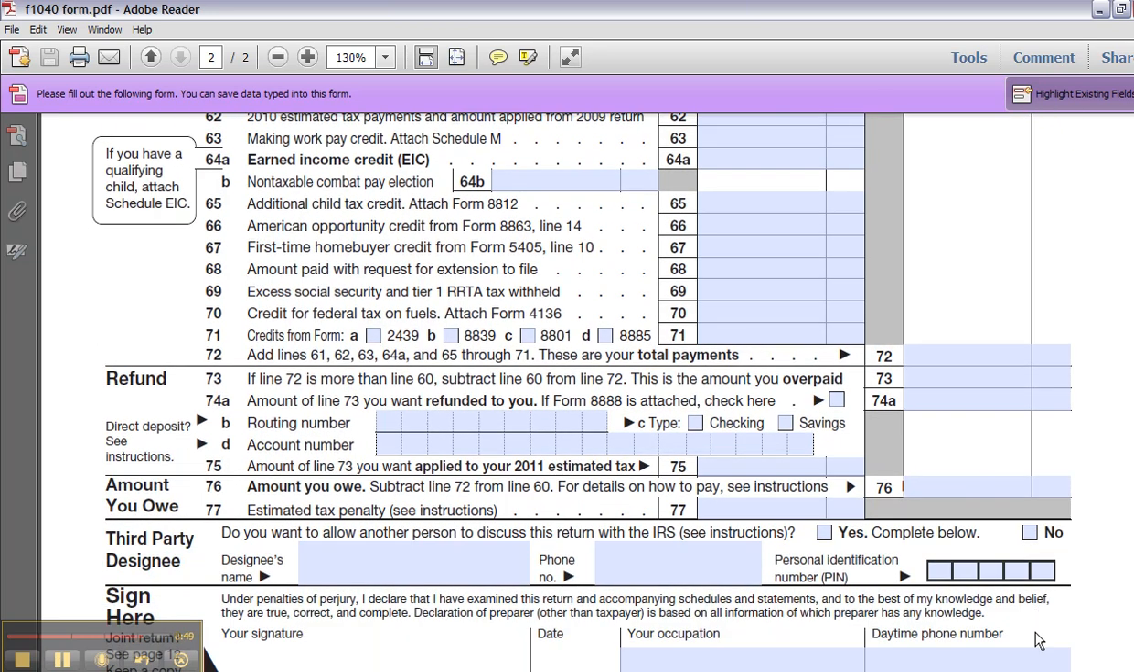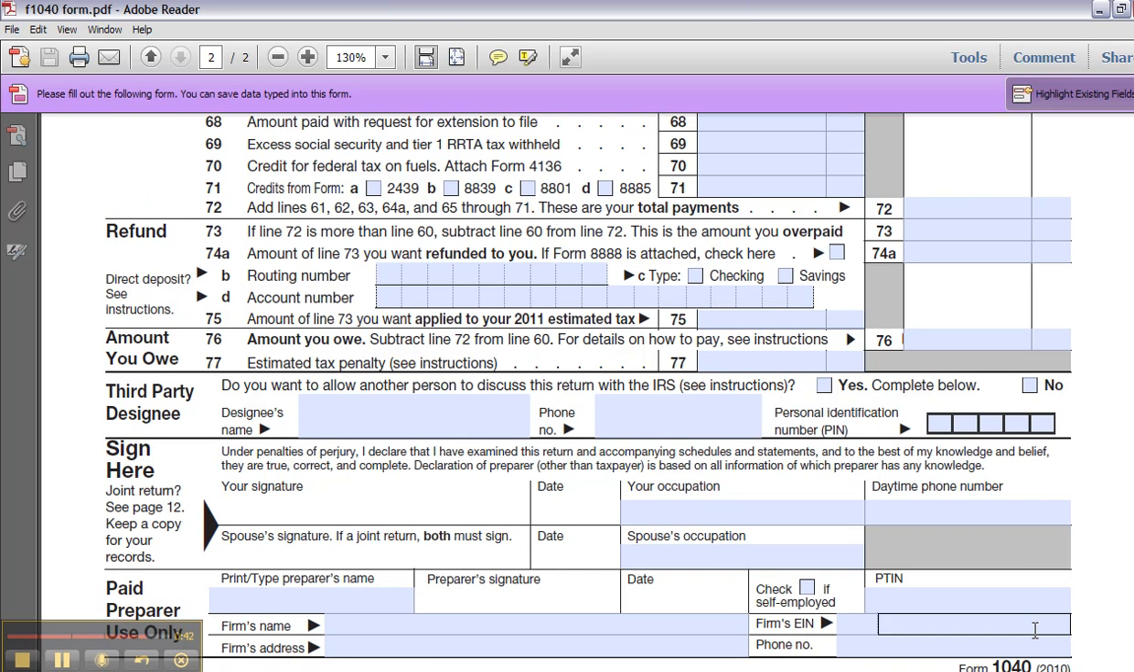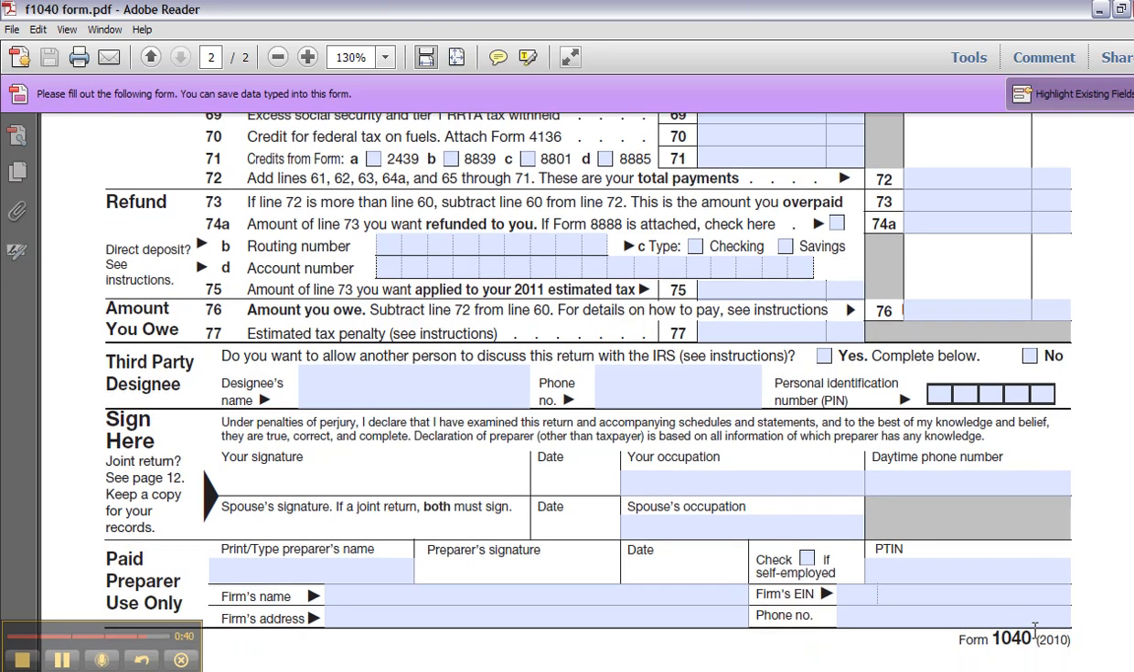The next section is your third-party designee, where you designate someone who can discuss your return with the IRS. And your final section is your sign here section, which you sign and your tax preparer would sign.